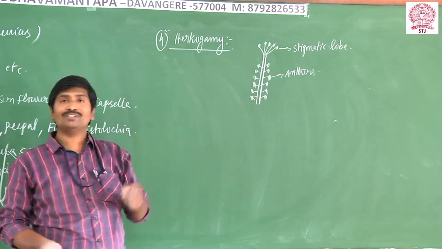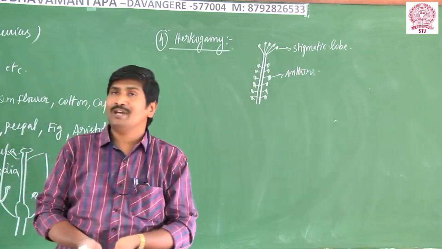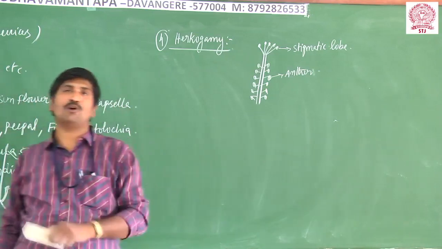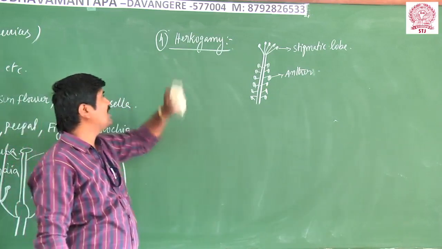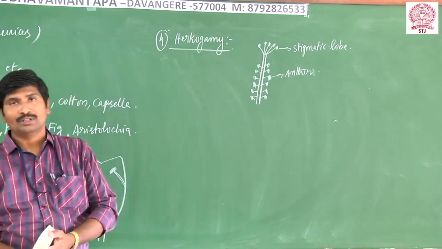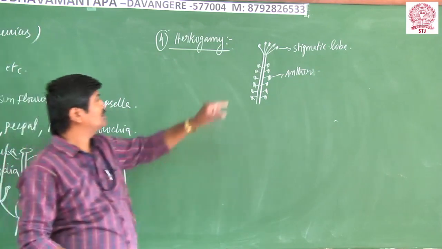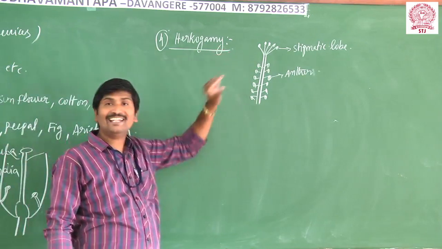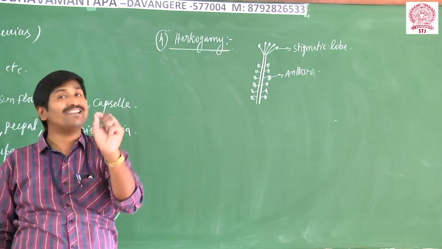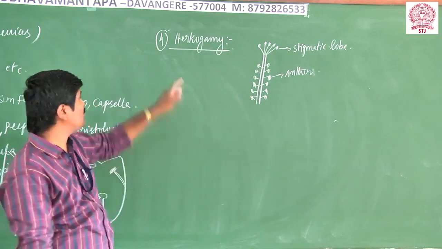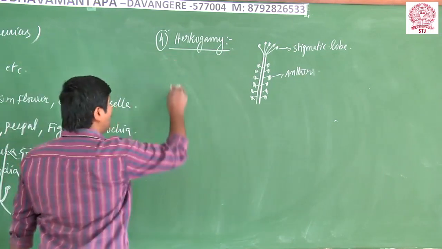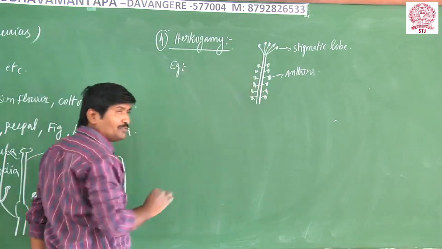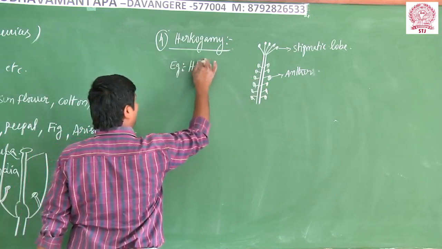That is also one of the physiological barriers that prevent self-pollination. They promote cross-pollination. That is known as hercogamy. Hercogamy means the male and female sex organs are arranged at different levels in a bisexual flower. What are the examples for hercogamy? One example is already mentioned here, that is hibiscus.